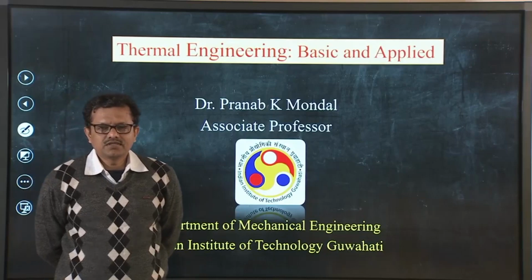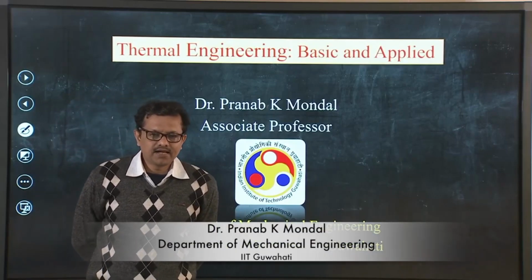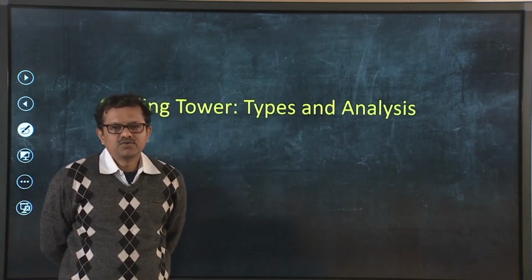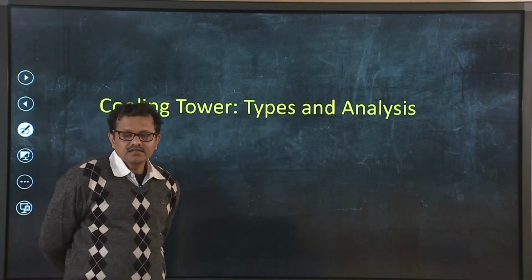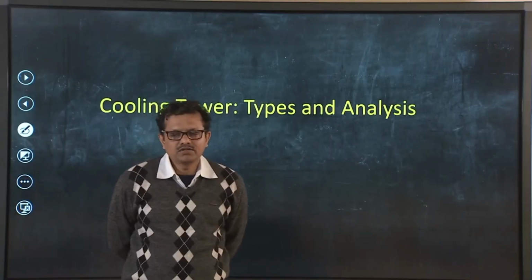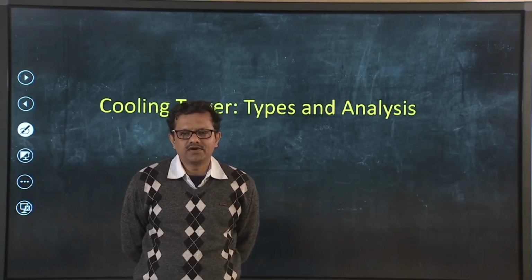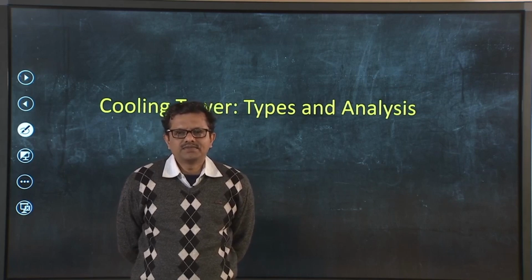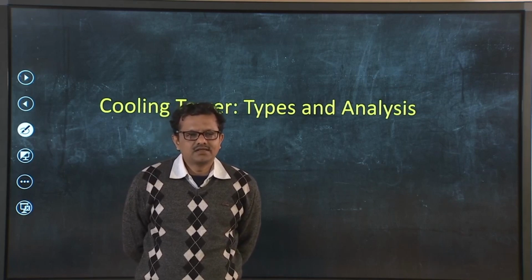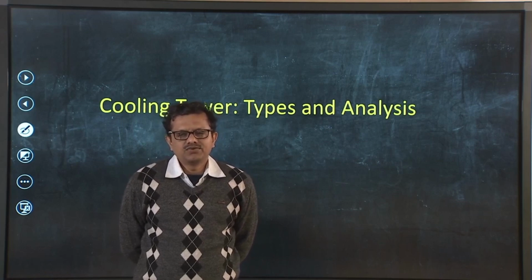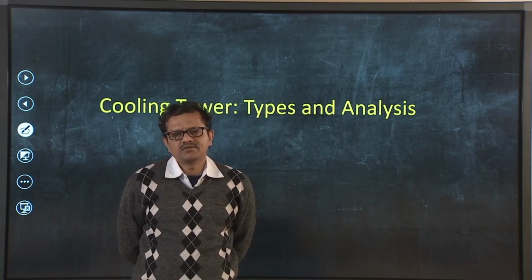I welcome you all to the session of thermal engineering basic and applied. Today we shall discuss the cooling tower. In the last class we talked about the condenser, in fact the role of a condenser in a steam power plant, and we have seen from the discussion that in a condenser we need to circulate coolant, and in most cases the coolant is water.